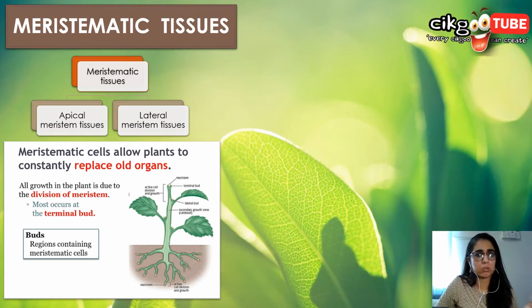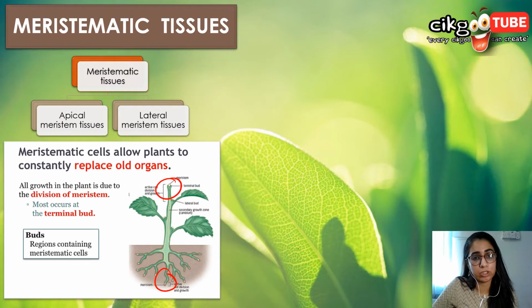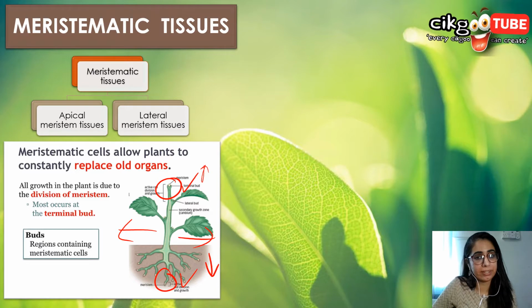In the previous class, you also saw the types of meristematic tissue, which are the apical meristem and also the lateral meristem. The apical meristems are always growing, so they are at the root and at the shoot. They never ever stop growing. And lateral is the one that grows sideways. So up and down is apical, left and right is lateral. So there are two types of meristematic tissues.